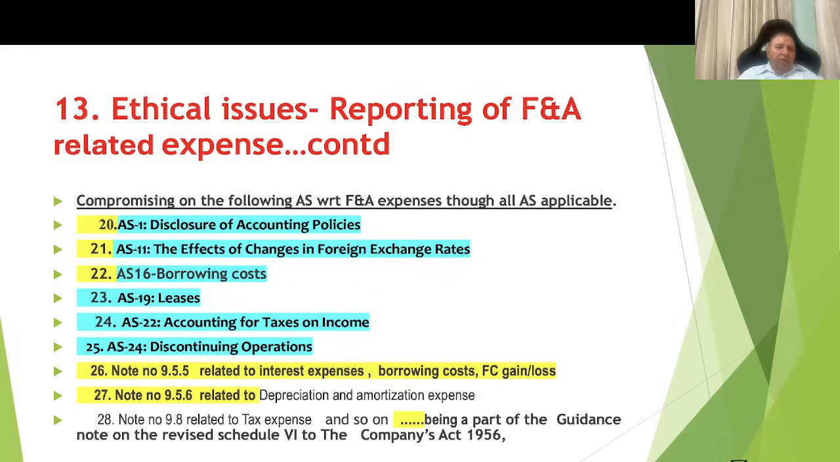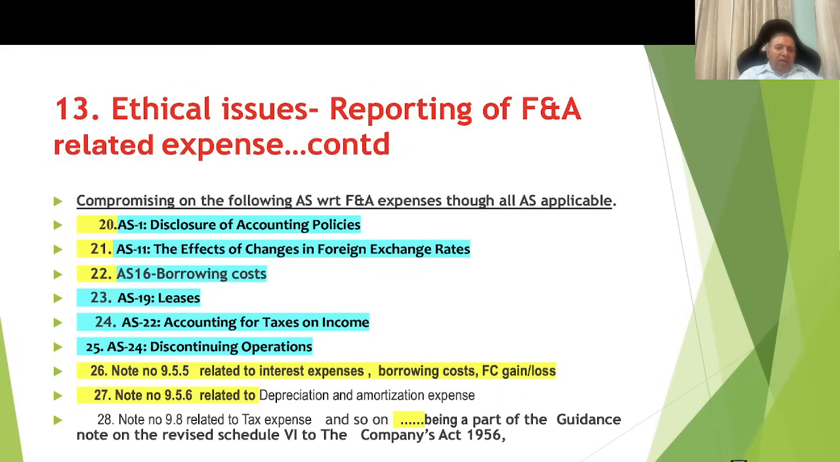Compromise on the various accounting standards, like accounting standard 1, which is related to the disclosure of accounting policies, accounting standard 11, the effect of changes in foreign exchange rates, accounting standard 16, borrowing cost, accounting standard 19, leases, accounting standard 22, accounting of taxes on income, and 24, discontinuing operations.